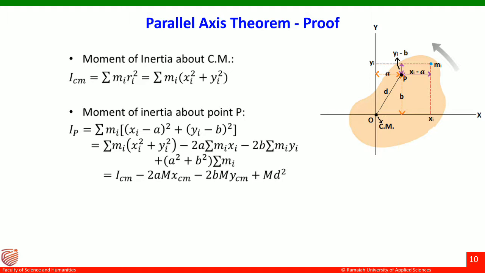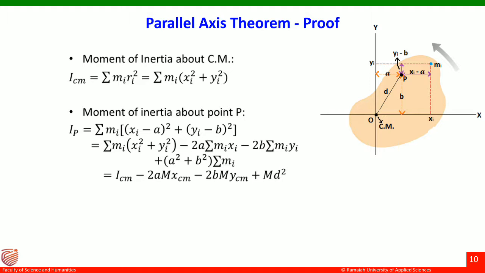Then, according to that relation, the moment of inertia about the axis passing through the point P can be written as IP, equal to the summation of mi times the coordinate squares, that is xi minus a whole square plus yi minus b whole square. That entire addition is multiplied by mi. Now we will separate these terms.